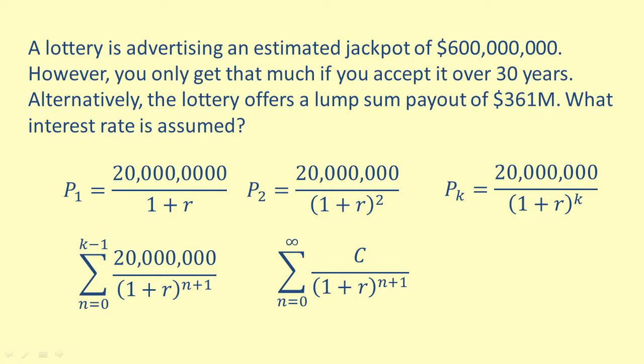Alternatively, we can calculate based on infinite time. The equation for perpetuity is the sum from n equals 0 to infinity of the payment C over (1 plus r) to the n plus 1. We plug in our limits, n equals 0 to 29, for the sum of $20 million over (1 plus r) to the n plus 1, and set this equal to the lump sum payment $361 million.